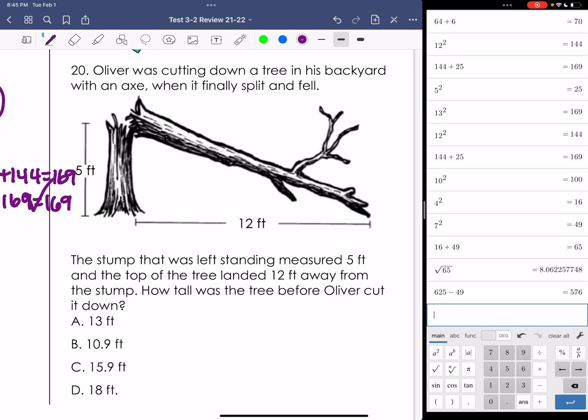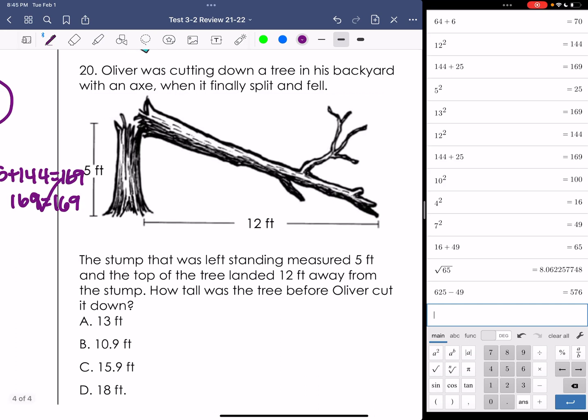Lastly, let's take a look at number 20. Number 20 says, Oliver was cutting down a tree in his backyard with an axe when it finally split and fell. The stump that was left standing measured 5 feet, and the top of the tree landed 12 feet away from the stump. How tall was the tree before Oliver cut it down? So that key word is before. Whatever we get is the hypotenuse of our problem, we need to add it to 5 feet because it wants to know the height before that tree fell.